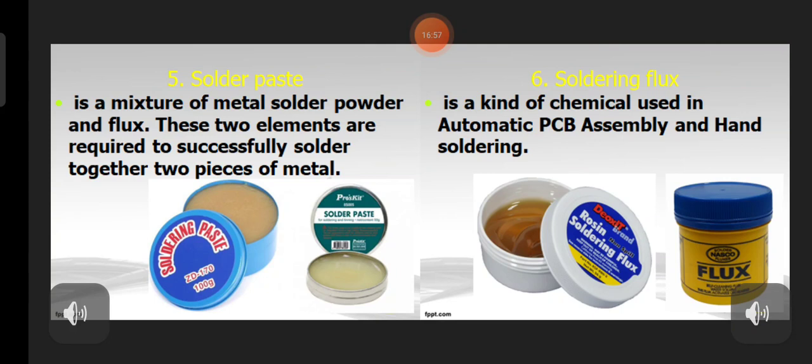A soldering flux is a kind of chemical used in automatic printed circuit board assembly and hand soldering. It is basically used to clean the surface of the printed circuit board before a soldering process. It helps to clean and remove oxides and other impurities and thus helps in wetting.